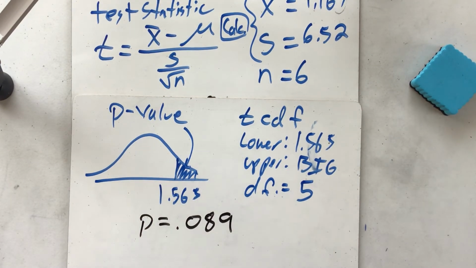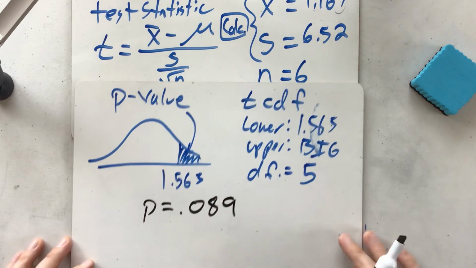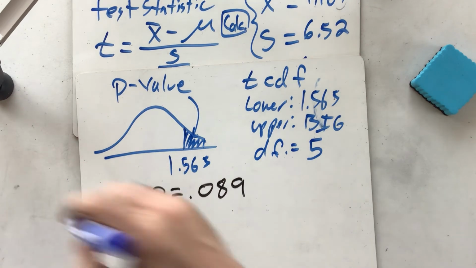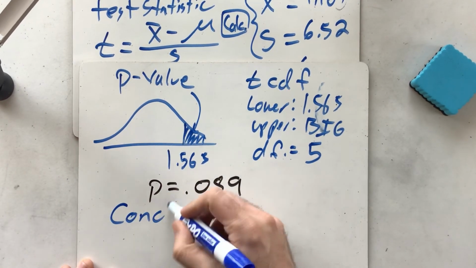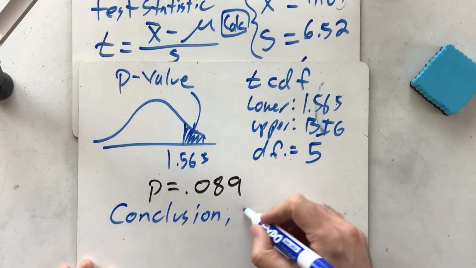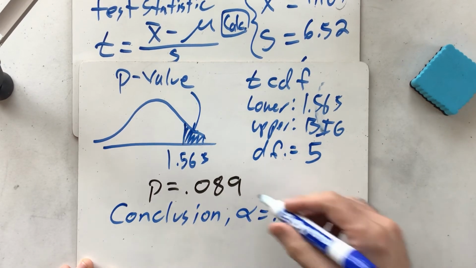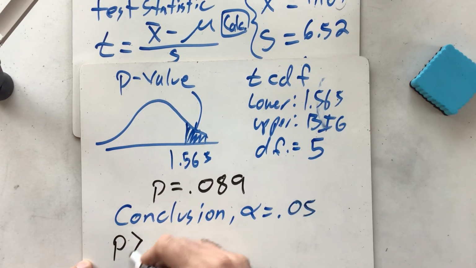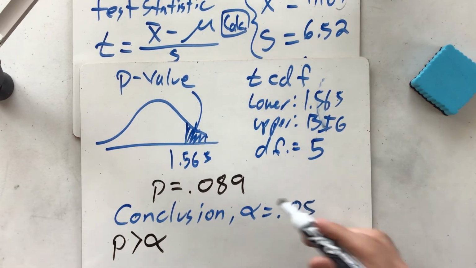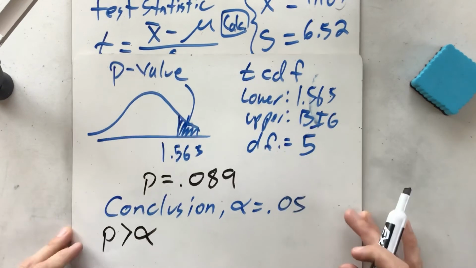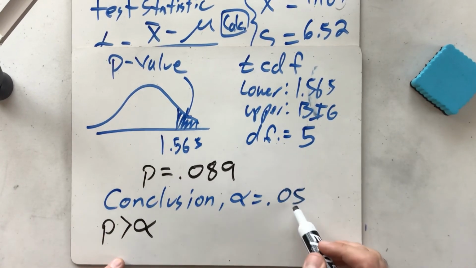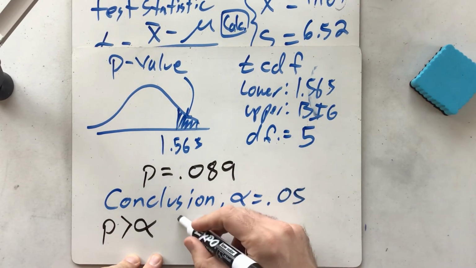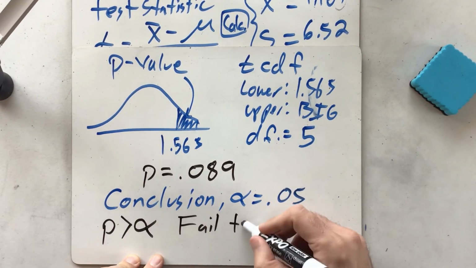So what I wanted to do was determine what's my conclusion if alpha is equal to 0.05. Well, I have to compare these. What I see is that P is bigger than alpha. My number was too big, so that means I can't make a conclusion. You have to be smaller than this number to make a conclusion. So small numbers are when we reject. So I fail to reject the null hypothesis.